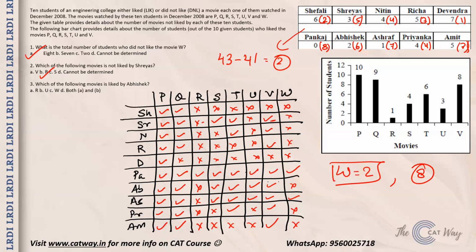Now, which of the following movies is liked by Abhishek? If you talk about R, he did not like R. If you talk about U, yes, he did like U. So option number B is the right answer.